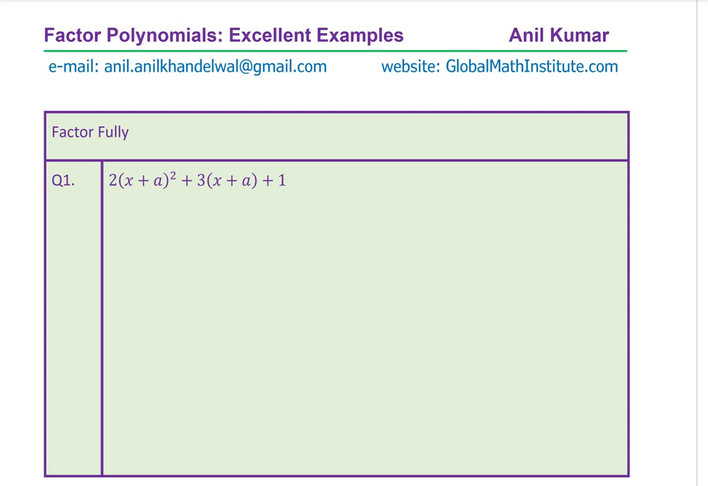So here is question number 1, which is kind of simplest of all of them. Let us see how do we factor this. The question is 2 times (x plus a) whole square plus 3 times (x plus a) plus 1. So it is a very normal question. You can substitute u as x plus a. In that case, it becomes 2u square plus 3u plus 1. Do you see that? So now it is a very basic question which can be factored using product and sum.